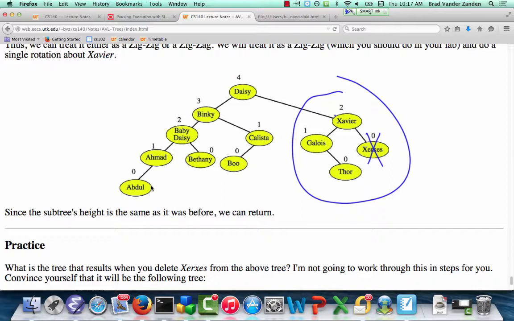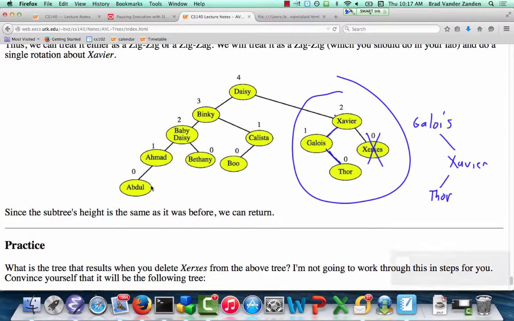Okay, so let's actually do a rotation about Gala and see what happens, okay? So if we do the rotation about Gala, then Xavier comes down here. Okay? And Thor becomes Xavier's child, so it's still not balanced, right? So we actually have this zigzag situation.